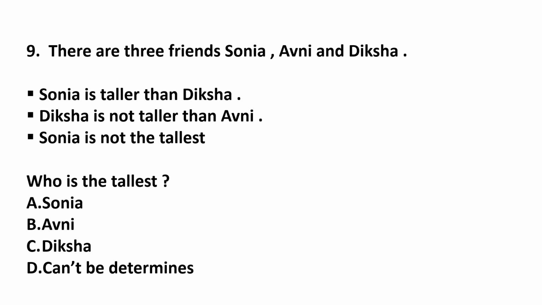Question number 9. There are 3 friends, Sonia, Avni and Diksha. Sonia is taller than Diksha. Diksha is not taller than Avni. And Sonia is not the tallest. Who is the tallest? In this question, it's given that Sonia is taller than Diksha. And Diksha is not taller than Avni. That means Avni is taller than Diksha.